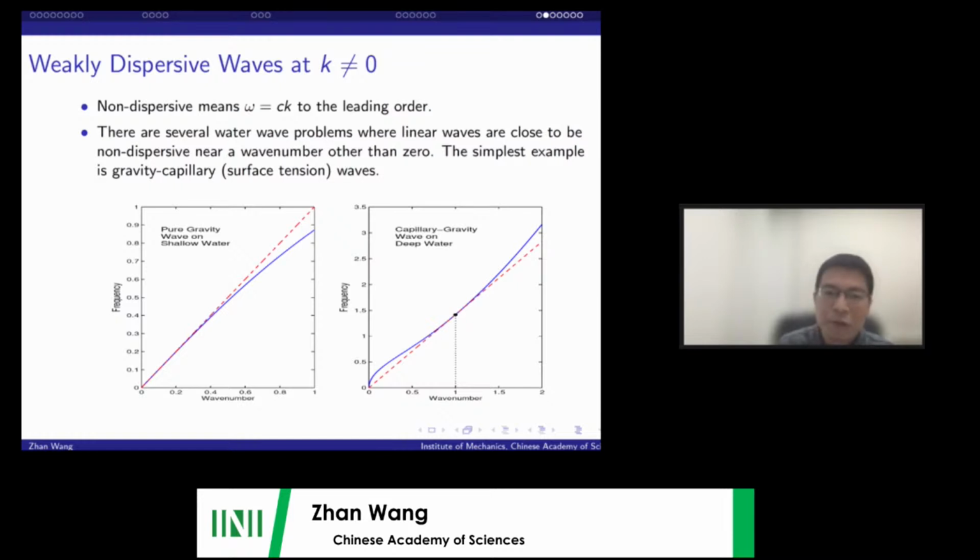But the non-dispersive point not only happens at k equals 0. There are several water wave problems where the linear speeds are close to non-dispersive near a wave number other than 0. The simplest example is a capillary gravity wave in deep water.